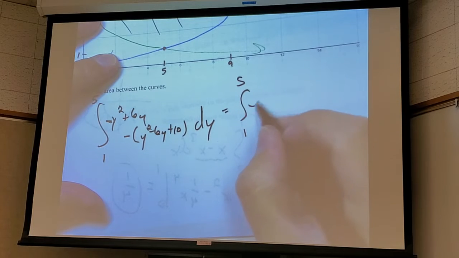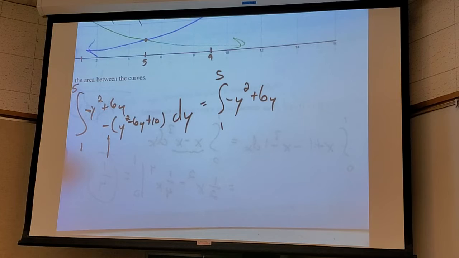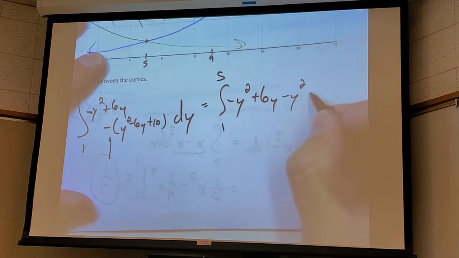So let's see what we get. Negative y squared plus 6y. And see, here's a really big mistake people make in general: forgetting you're subtracting the whole thing. So the negative is going to have to go through, right? So negative y squared plus 6y minus 10.